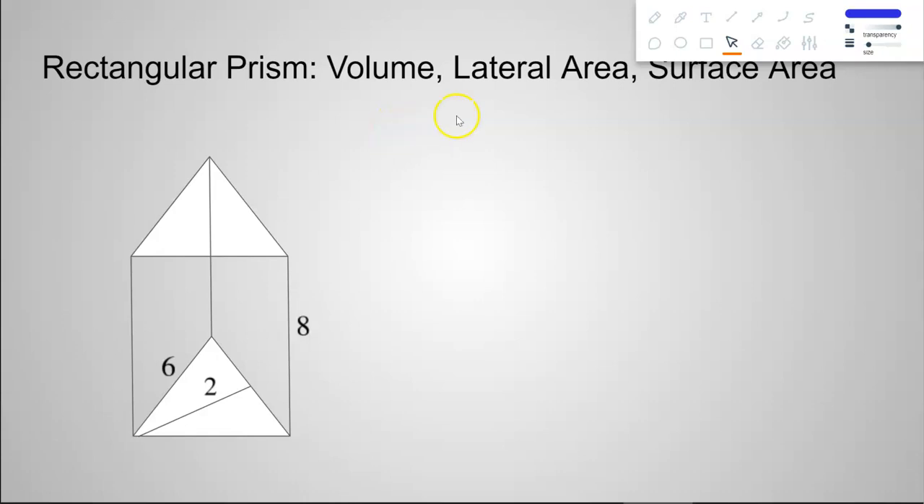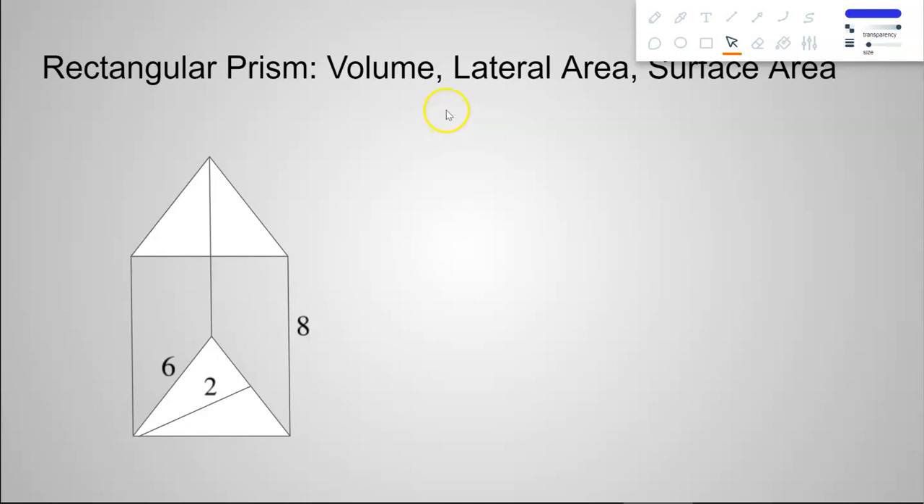Now that we've talked all about hexagons and triangles and all the figures on the plane, let's talk about solid figures, or figures in 3D. And when we talk about three-dimensional figures, we talk about volume, lateral area, and surface area.